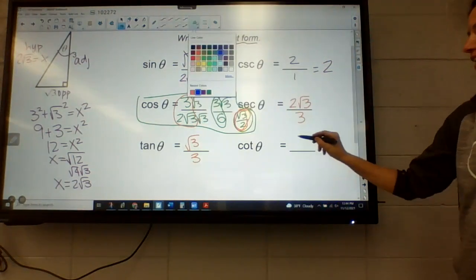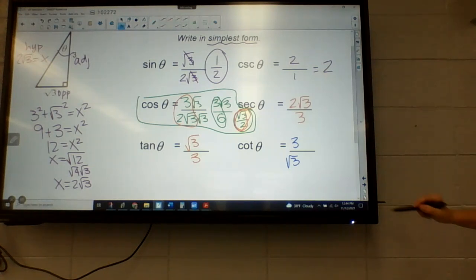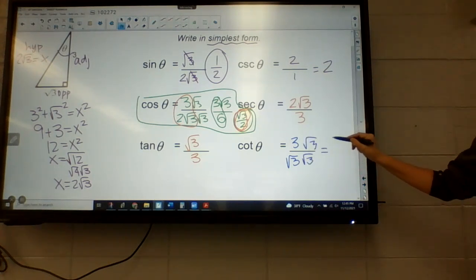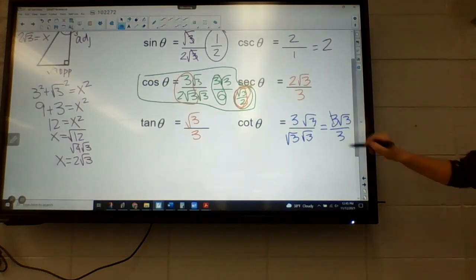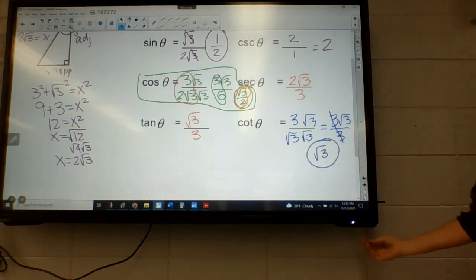And then we're going to flip this. But I can't leave that radical in the denominator. All right, what can we still do, you guys? Divide by 3. Yeah. So then it just equals. Let's go. All right.